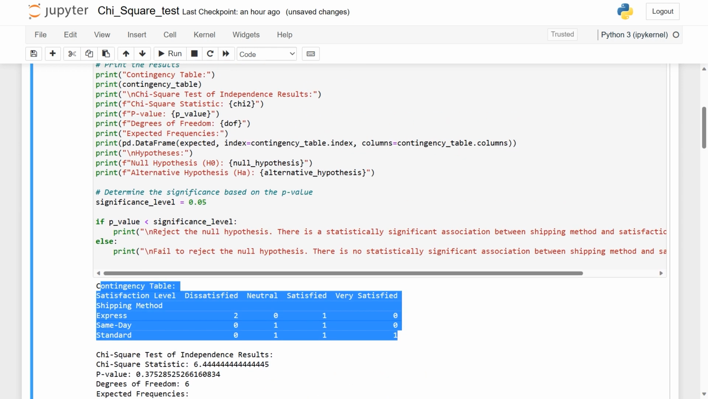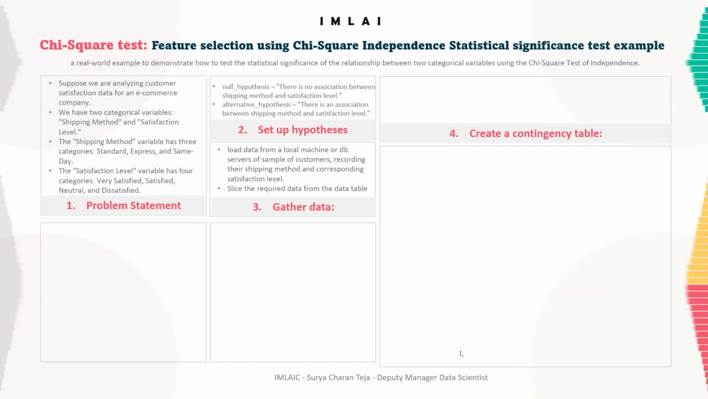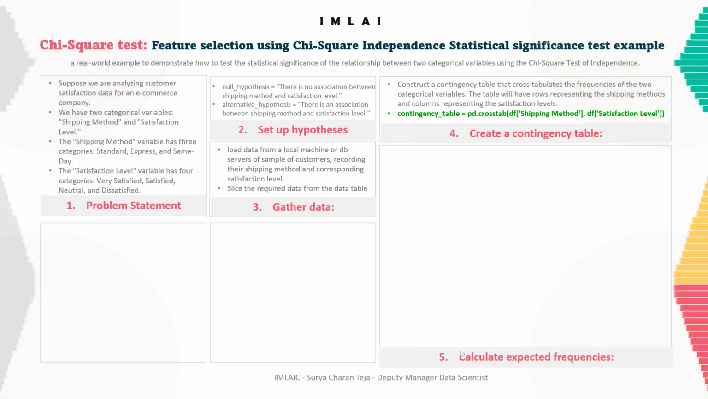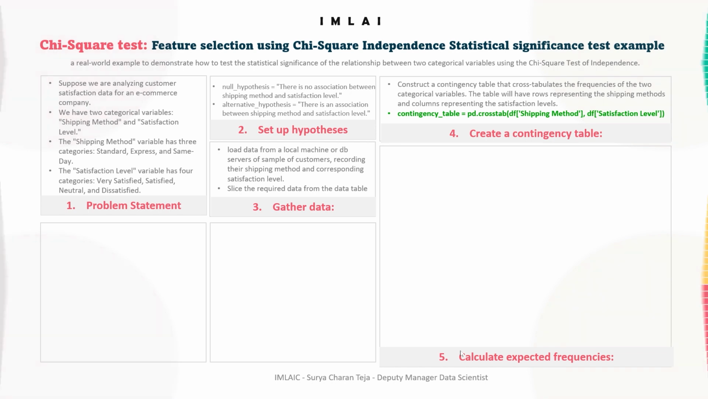So once we are done with the contingency table, we have to move on to the next step, which is a very important step here: calculating the expected frequencies. It's a pretty complex one to calculate. Of course, expected frequency calculation for the chi-square goodness of fit is slightly different compared to the chi-square independence test. Okay, so let's calculate the frequencies.